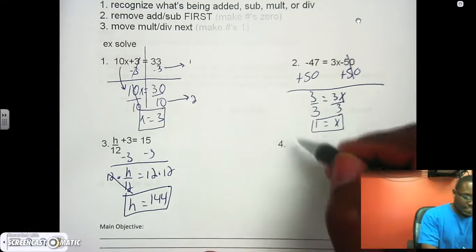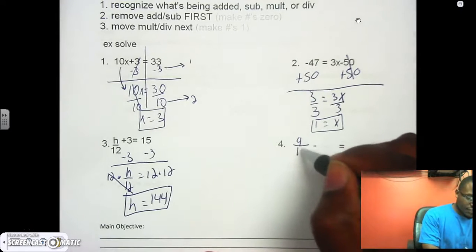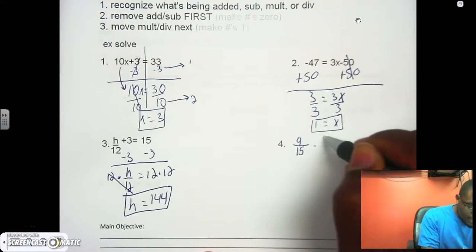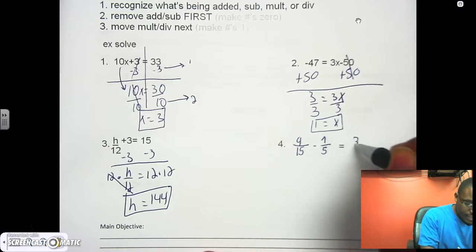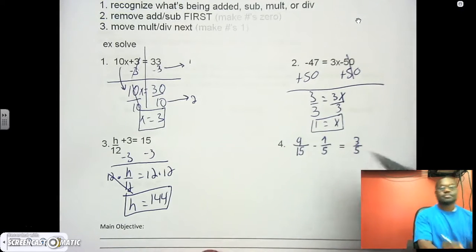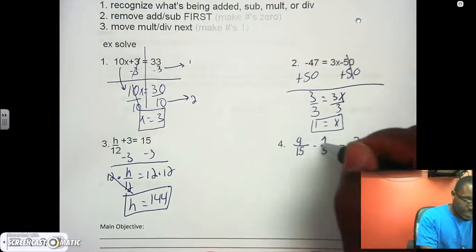Now, you can't see this, so I'm going to write it in. It's q over 15 minus 1/5 equals 3/5. The copier doesn't print in color, and these were highlighted or something.